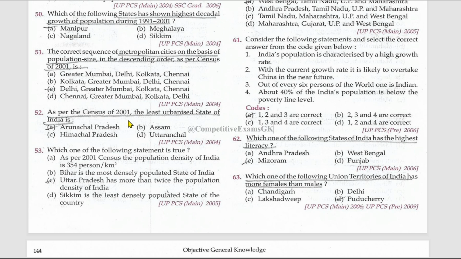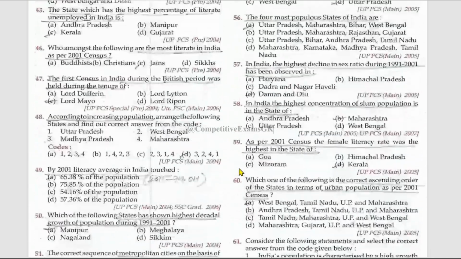As per the census of 2001, the least urbanized state of India is Arunachal Pradesh. According to 2011 also, Arunachal Pradesh is the least urbanized state and the most urbanized state is Goa. Which one of the following statements is true? Uttar Pradesh has more than twice the population density of India. True.